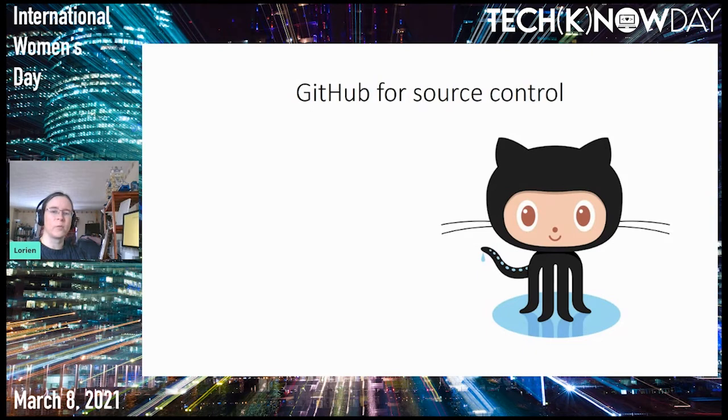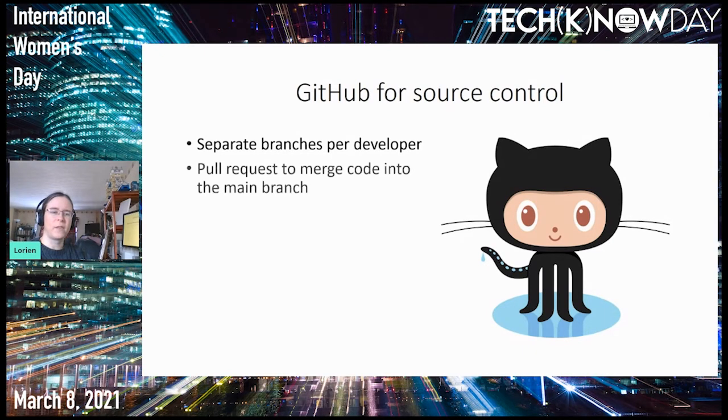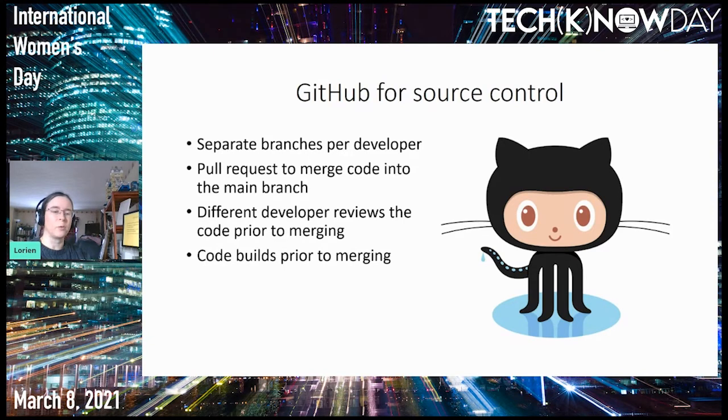We started using GitHub for our source control. This let us have separate branches for each developer to work against. And then, as described in the continuous integration slide, we would use a pull request to merge the code back into the main branch. We also required a different developer to review our code prior to the merge being permitted. And we required the code to build prior to merging. So this helped ensure that our code met minimum standards of quality before being merged back into that main branch.